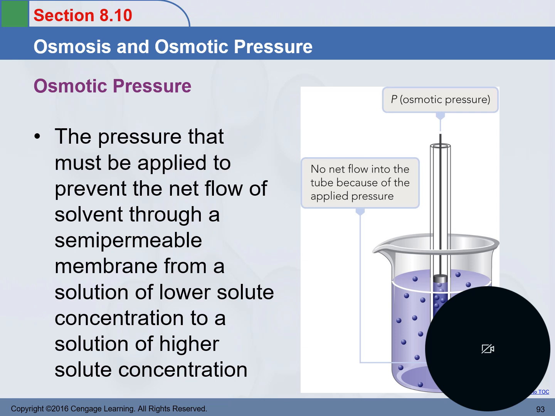So osmotic pressure is the pressure that must be applied to prevent the net flow of solvent through a semipermeable membrane. So notice on this picture they have almost like a piston that's right here, and it's going to prevent the flow of water through that semipermeable membrane, and things won't be able to go from high to low concentrations.